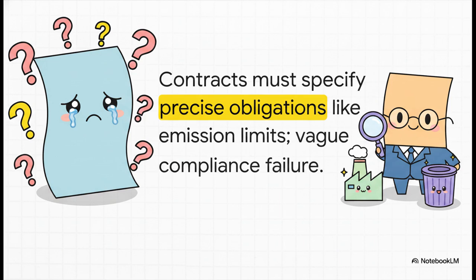If your vendor contract just casually says follow environmental best practices, what does that even mean? It means nothing. You cannot audit a vague best practice. Contracts have to specify precise, measurable obligations. What are the exact emission limits? What are the specific waste segregation rules on site? Without that level of precision, you're essentially stripping your own organization of the ability to enforce its environmental standards.